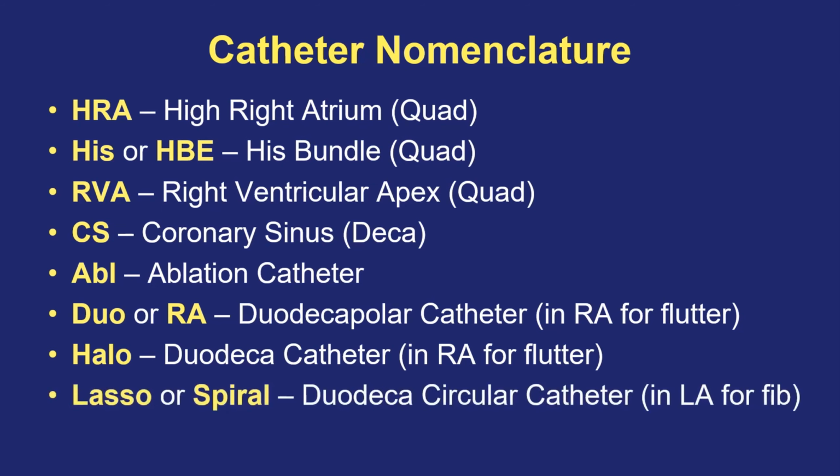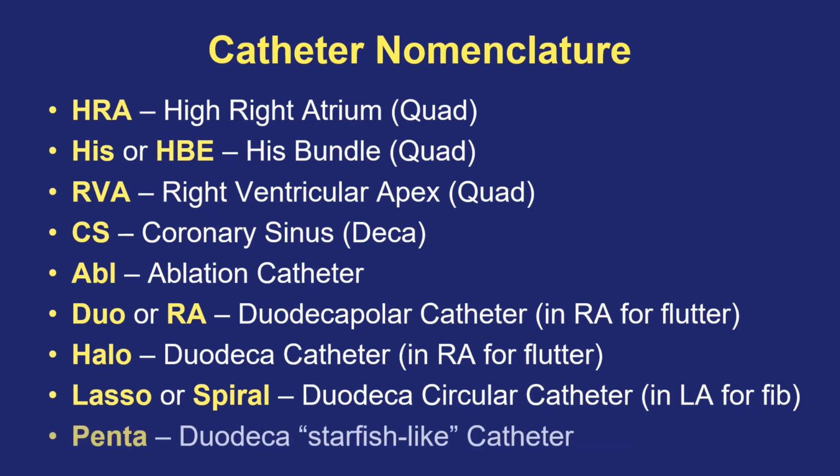Lasso or spiral stands for a much smaller circular catheter, usually with 10 or 20 electrodes on it, that's positioned inside a vein, usually a pulmonary vein in the left atrium during AFib ablations, or sometimes in the superior vena cava if that structure is being targeted. Penta stands for pentaray, which is a 5-pronged starfish-like catheter that has a total of 20 electrodes on it as well, and is used in various chambers when you want to record multiple bipoles at the same time.